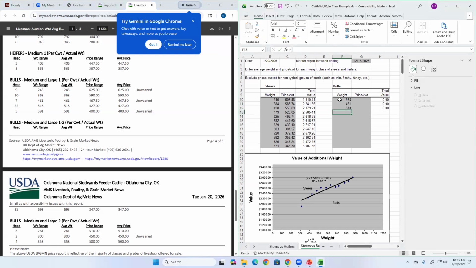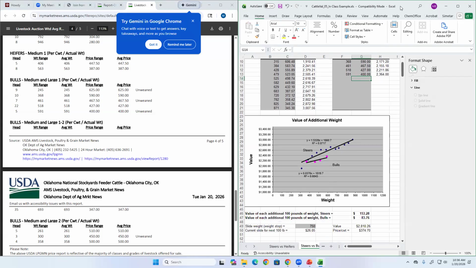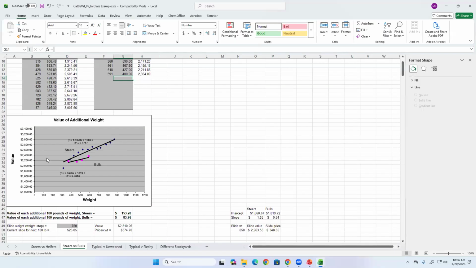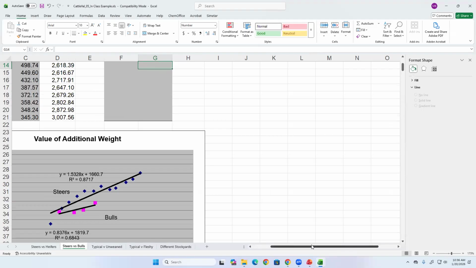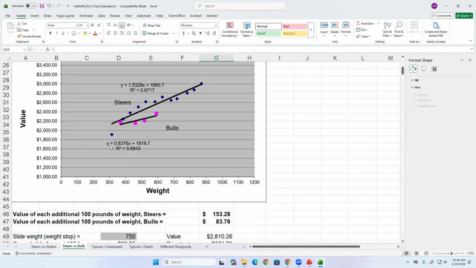461, 518, 591. It's going to be a little exaggerated because I'm including some of these unweaned prices. Okay. So that's 590, 67.5, 400. Okay. Let me make this bigger. We're going to zoom in. Okay. What do you notice about this line compared to the steers?